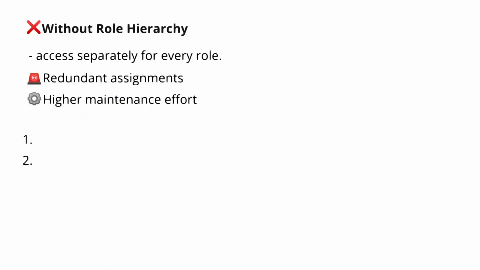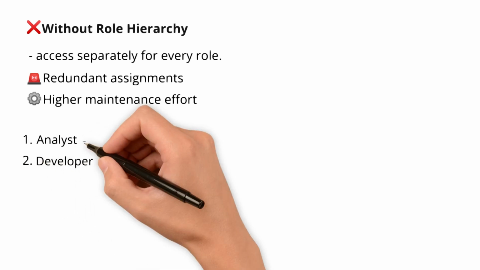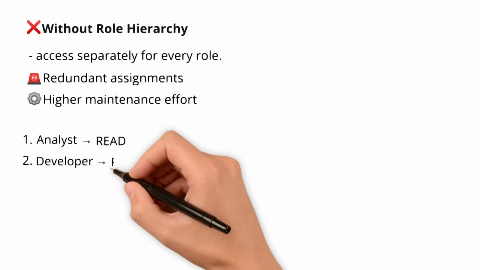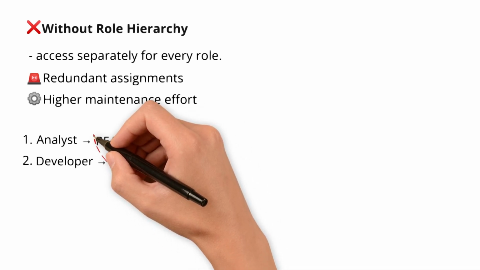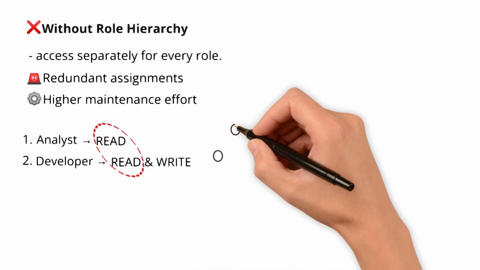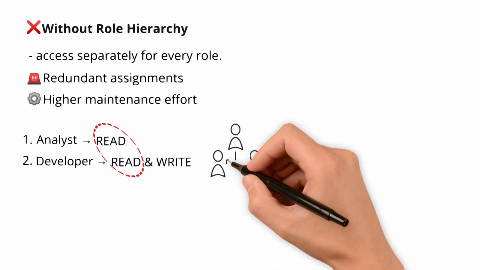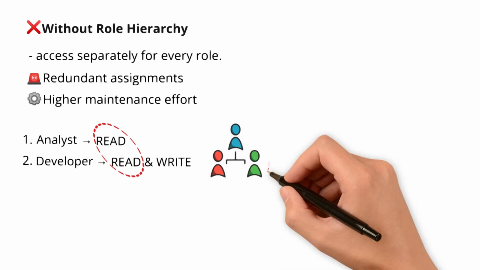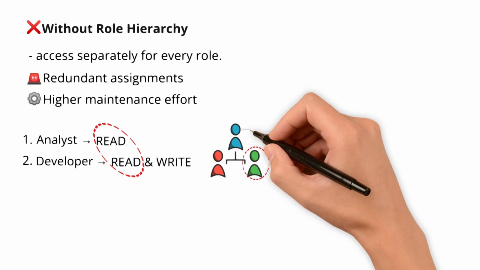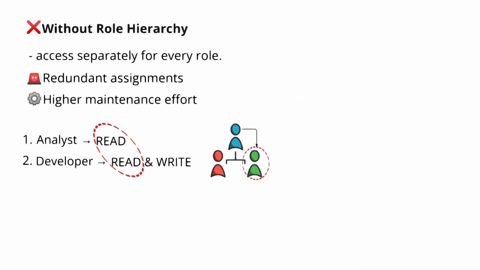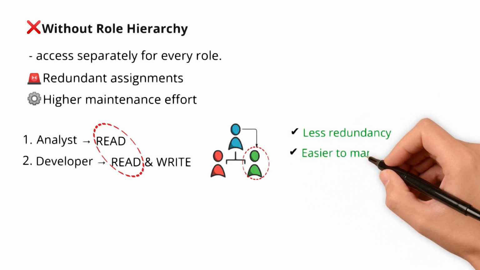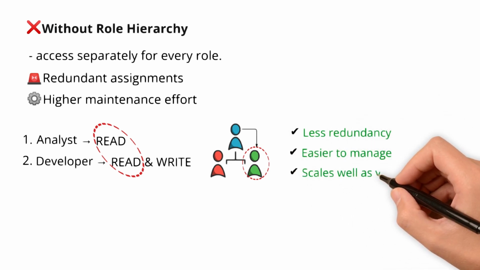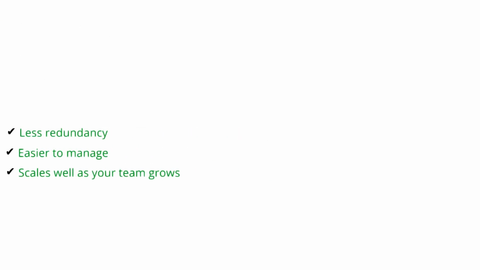Let's say you have two roles, analyst and developer. Analyst needs read access, developer needs read and write access. Instead of granting read twice to both the roles, you can create a hierarchy. Now the developer role automatically inherits all privileges of the analyst role. This helps us with less redundancy, easier to manage, and scales well as your team grows.